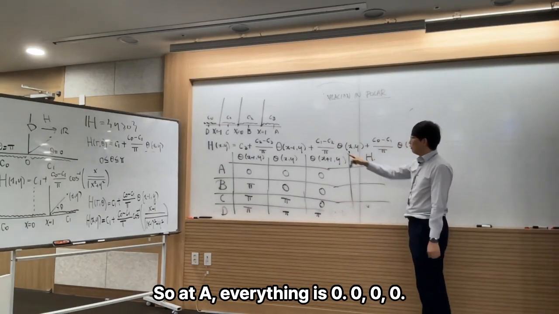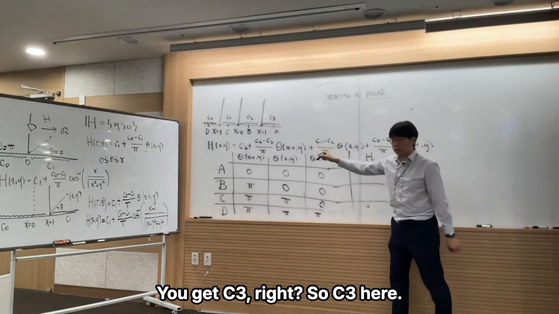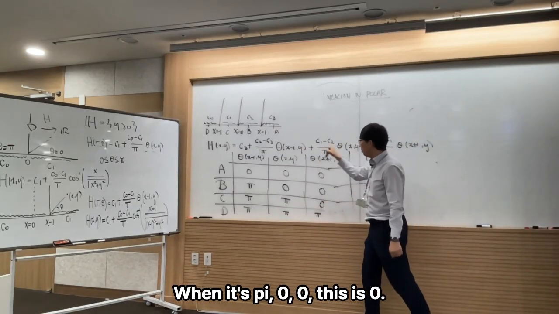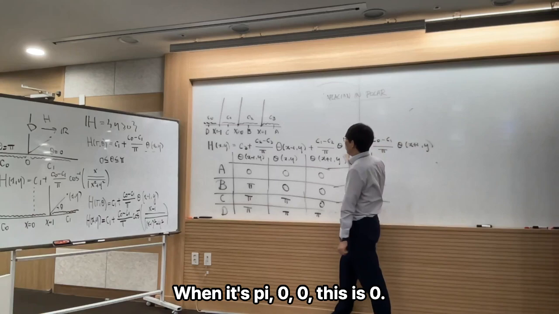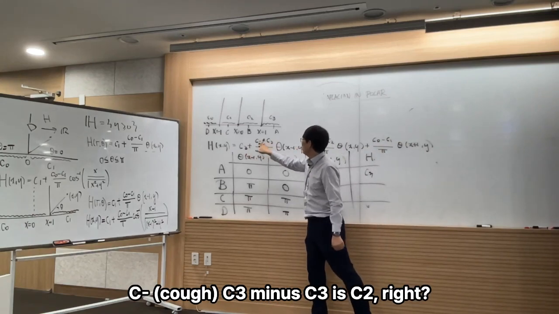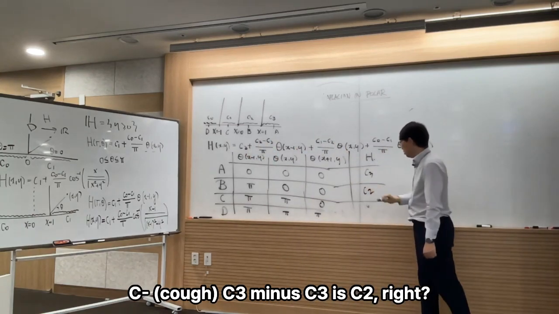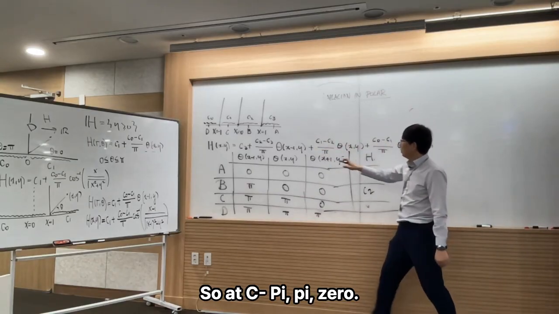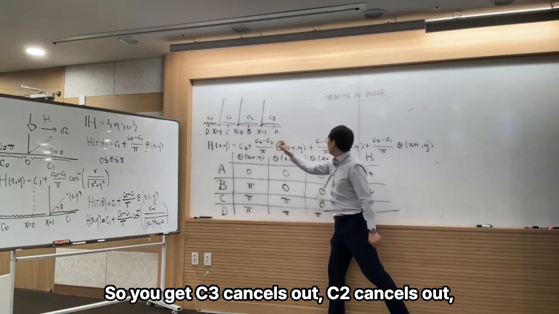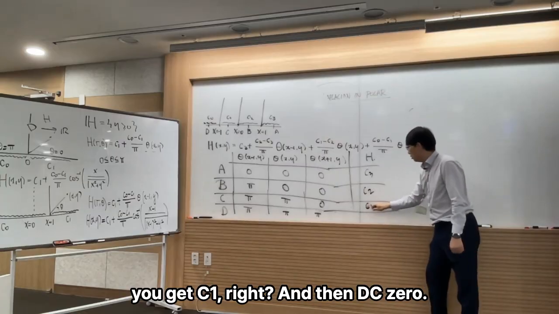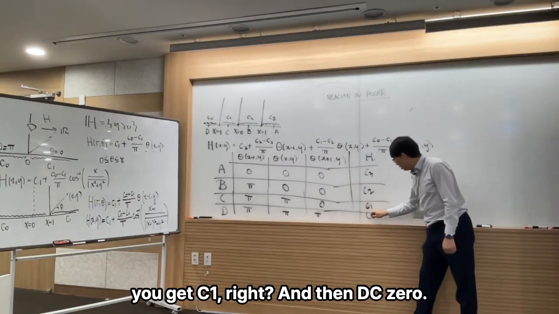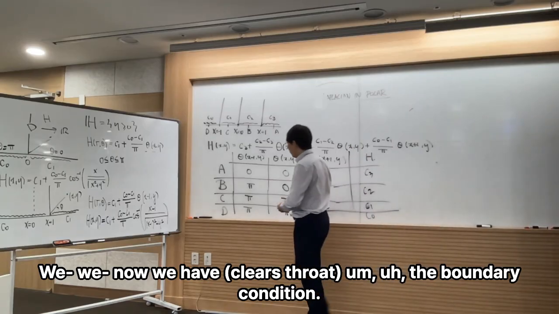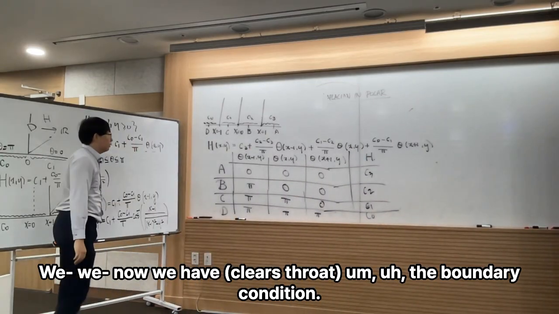So at A, everything is 0, 0, 0, 0. You got C3, right? So C3 here. When it's pi, 0, 0, this is 0. C3 minus C3, it's C2, right? So at C, pi, pi, 0. So C3 cancels out, C2 cancels out, you get C1, right? And then D, C0. So we get these. Now we have the boundary condition.